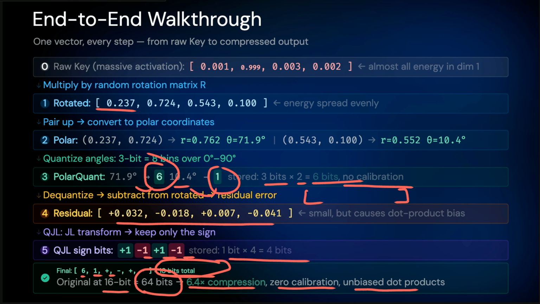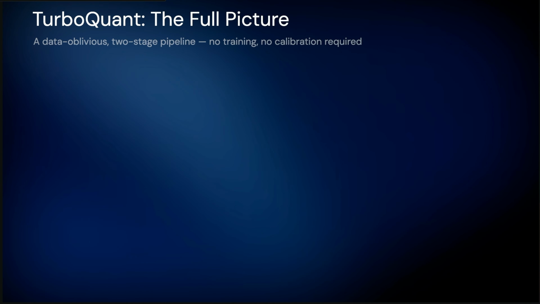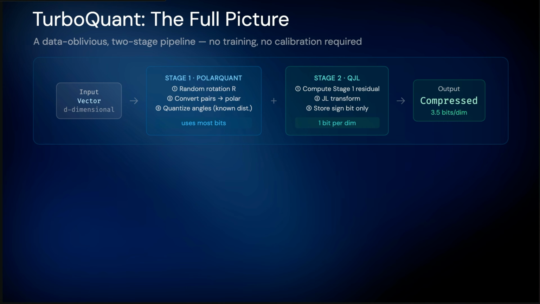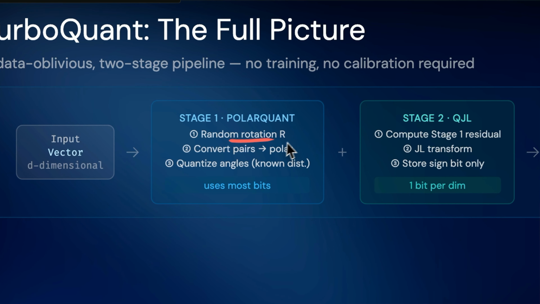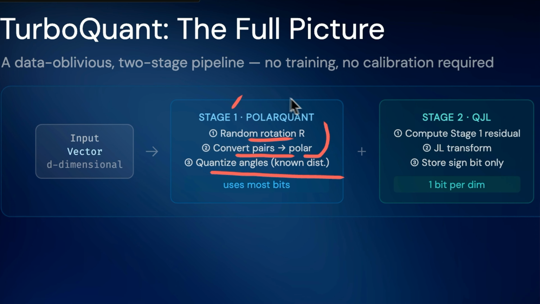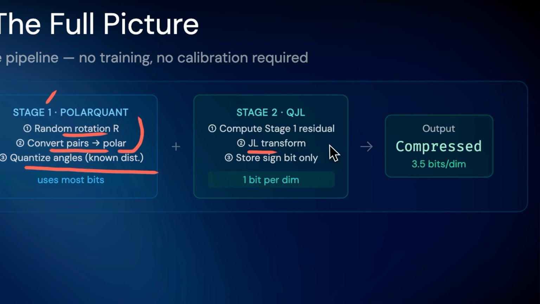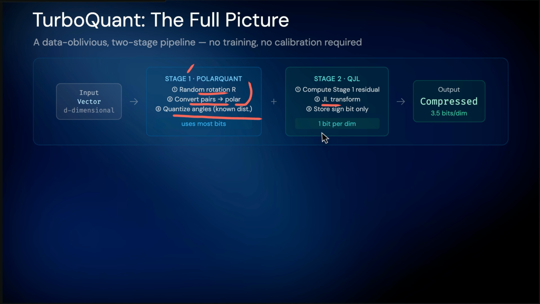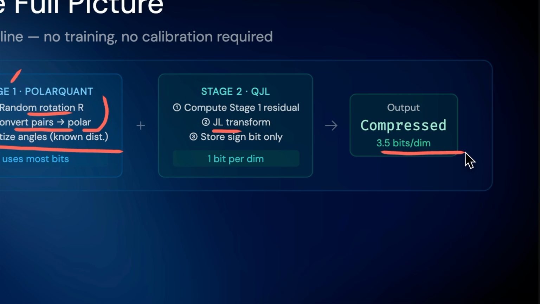So finally, if we take a look at the full picture of TurboQuant, we can say that it's a two-stage pipeline where we start with the input vector and then convert it into PolarQuant. How do we convert? We rotate, we convert into pairs, then we convert into polar coordinates, and then we quantize the angles. In the next step, we compute the residual that we got from stage one, and then we do this JL transformation, and we only store the sign bit, that is 1 bit per dimension, and we use that to decode our original vector. So the total compressed output is 3.5 bits per dimension.